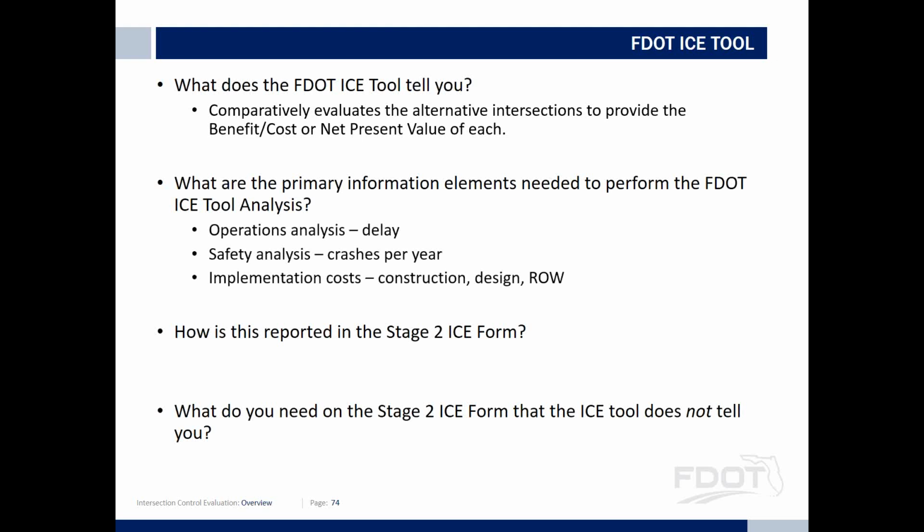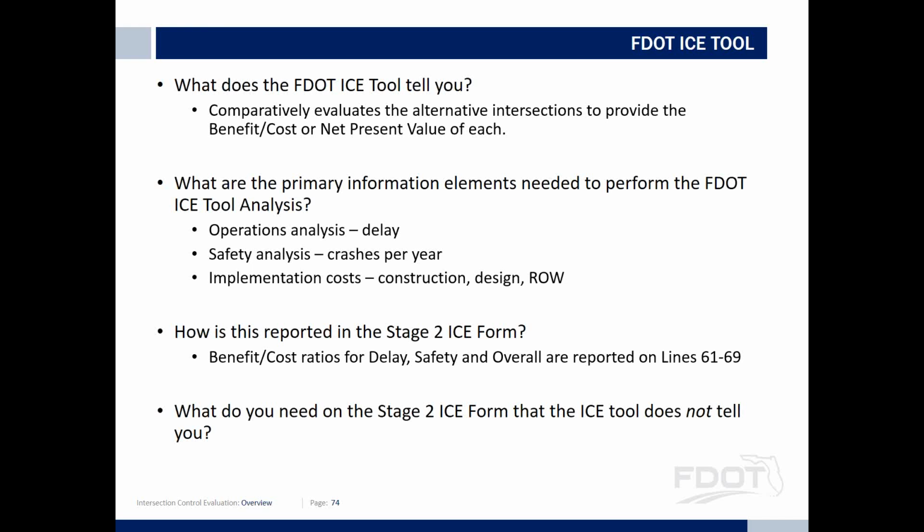The operations analysis and delay is one, the crashes per year is the other, and the construction design right-of-way is the other. That's what's needed for the tool to work. And the benefit cost ratio for the delay, safety, and overall are reported on line 6169. So that is where you put it in the form, and that form in stage 2 would be signed by the district traffic operation engineer and the district design engineer.